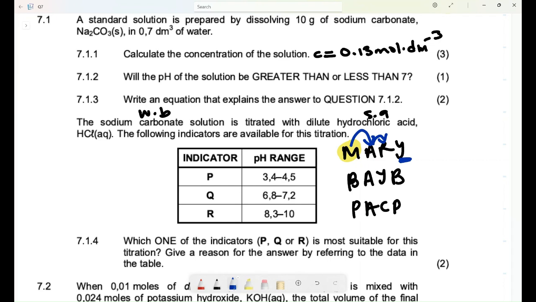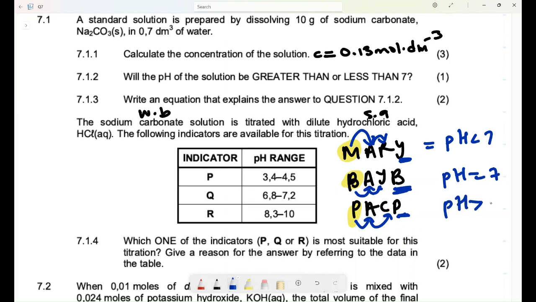For bromothymol blue, in acid it turns yellow, but in base it turns blue. Then for phenolphthalein, in acid it turns colorless, but in base it turns pink. So the range here is pH that is less than 7. This is pH that is equal to 7. This is pH that is greater than 7.